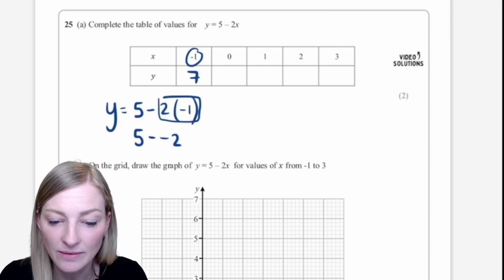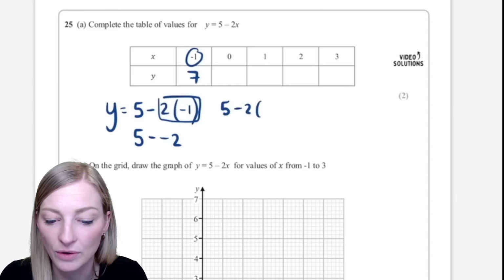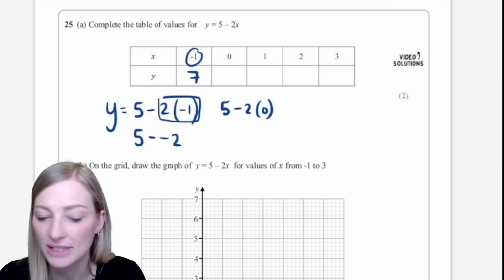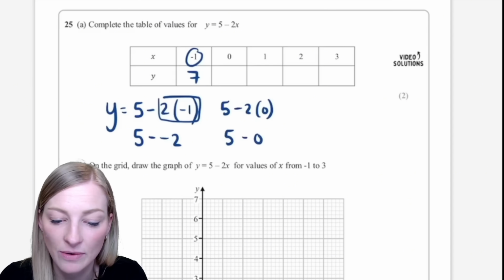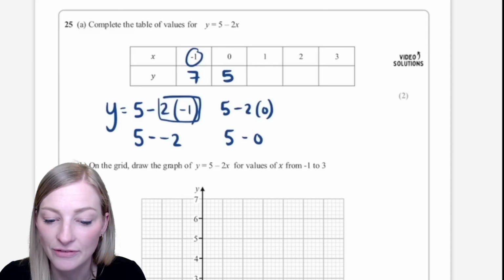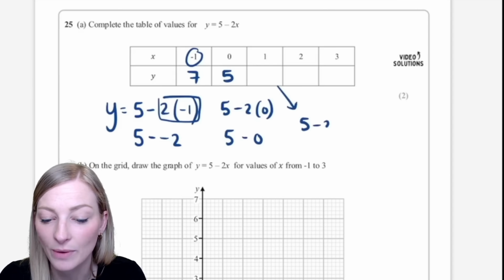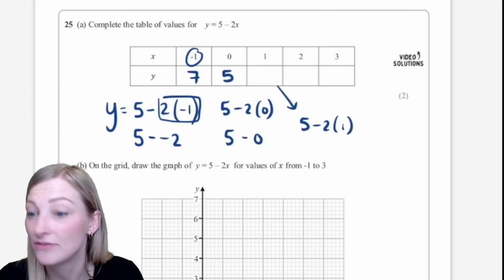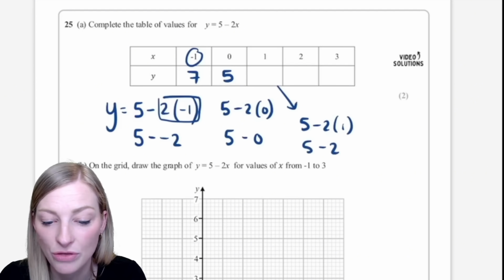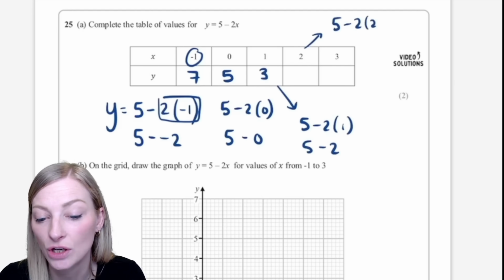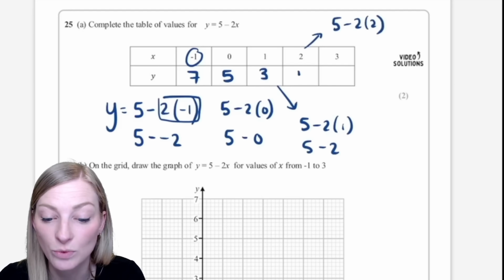For the next one, 5 minus 2 lots of 0. 2 lots of 0 is 0. 5 take 0 is 5. Then for the next one, 5 take away 2 lots of 1. 5 take away 2 is 3. For the next one, 5 take away 2 lots of 2 is 5 take away 4, which is 1.